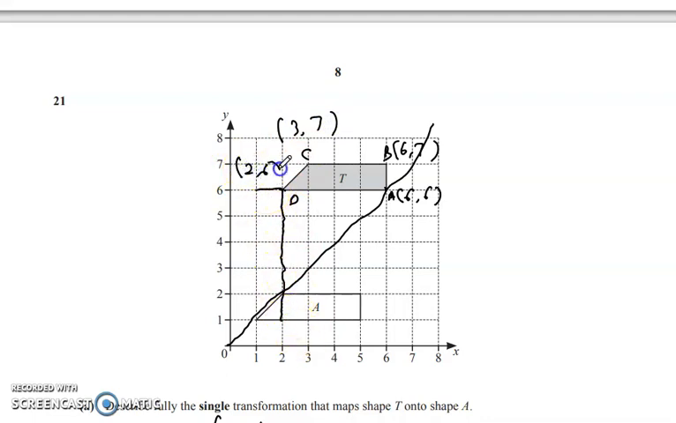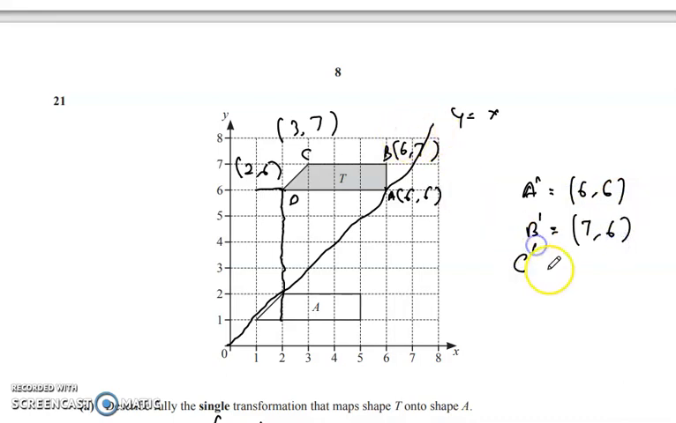So when it is about reflection about y equals x, then we have to convert. A dash will be 6 comma 6. B dash will be 7 comma 6. I have to interchange the values. C dash is 7 comma 3 and D dash is 6 comma 2. So like this we can draw the diagram. If this is A, B is 7 comma 6. So this is our B part.